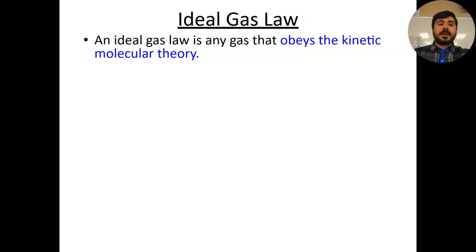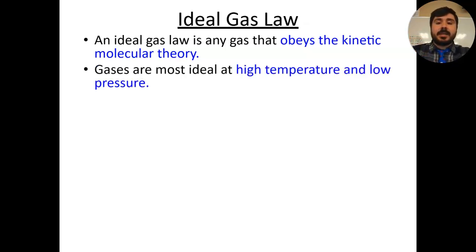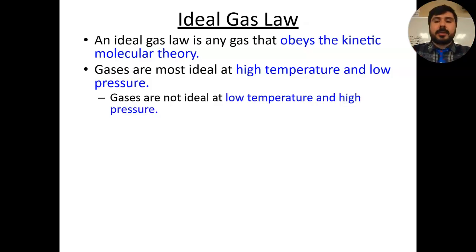If we can label a gas as an ideal gas, gases are going to be most ideal at high temperature and low pressure. So gases are most ideal when their temperature is really, really high and the pressure on them is very, very low. Okay, you flip that, having low temperature and high pressure, those are perfect examples of gases not being labeled as ideal gases.